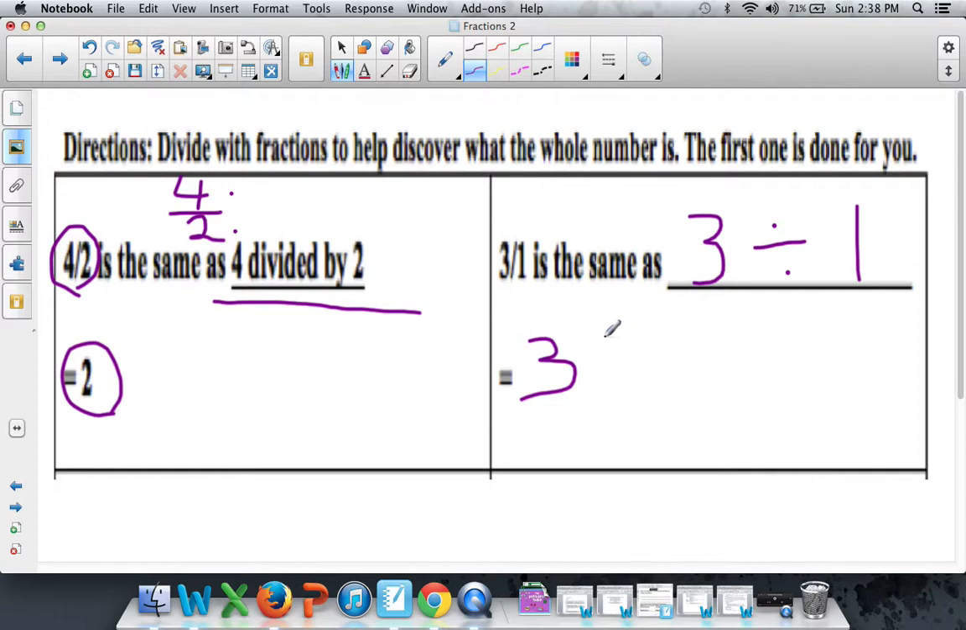You just got to know that fractions are connected to division. So if you see a fraction like this, and it asks you to divide, don't freak out. It's not that different than other division you've done. You just know that 4/2 means 4 divided by 2, or 3/1 means 3 divided by 1.